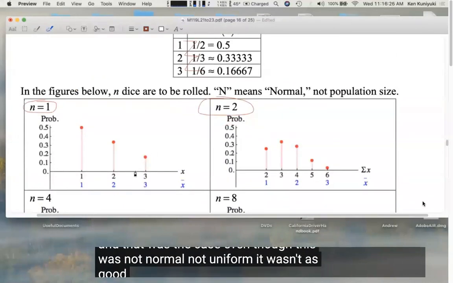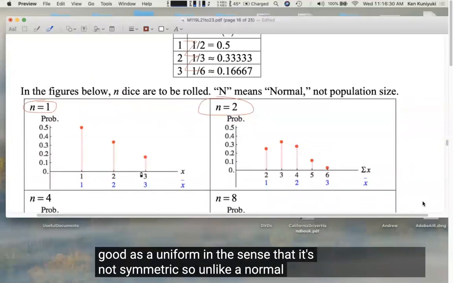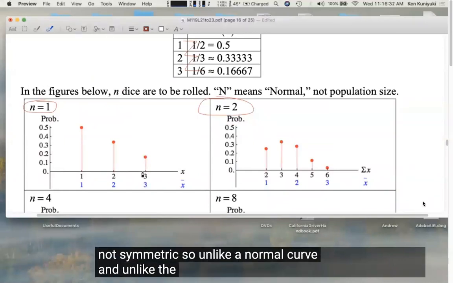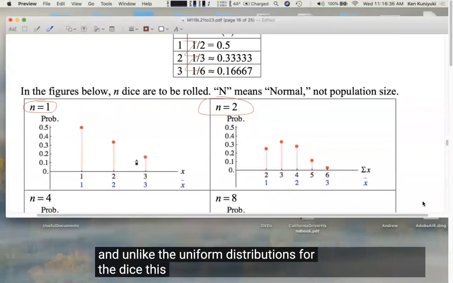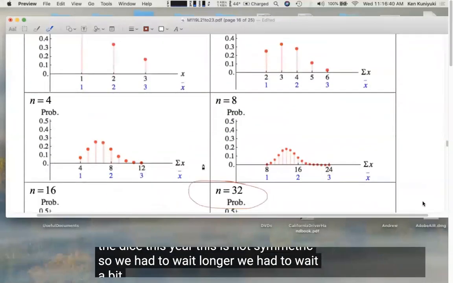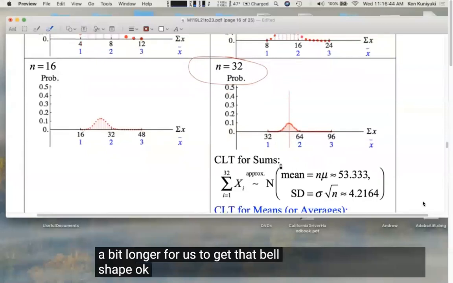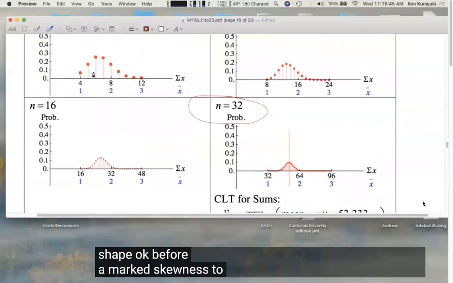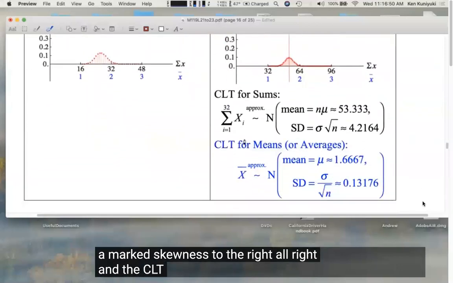It wasn't as good as a uniform in the sense that it's not symmetric. So unlike a normal curve and unlike the uniform distributions for the dice, this is not symmetric. So we had to wait longer. We had to wait a bit longer for us to get that bell shape. Okay, before there was a marked skewness to the right. All right, and the CLT would apply. These are the new parameters.